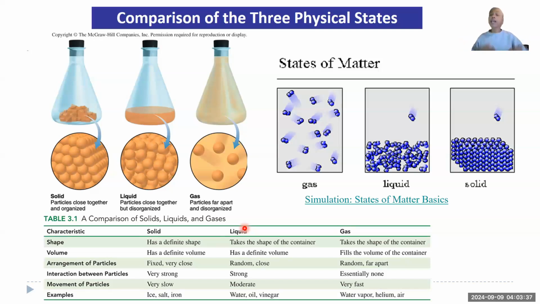And the reason why is because the particles in air or in gas molecules are so far apart that they have no intermolecular forces between them. Right. And so that's where we see here these interactions between particles, right? They're either very strong, strong, or essentially none.